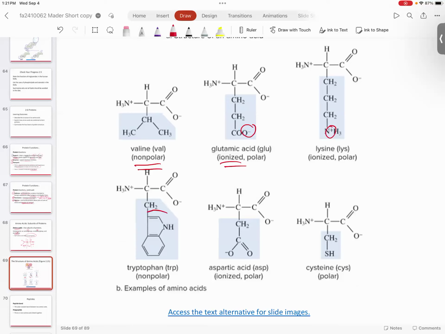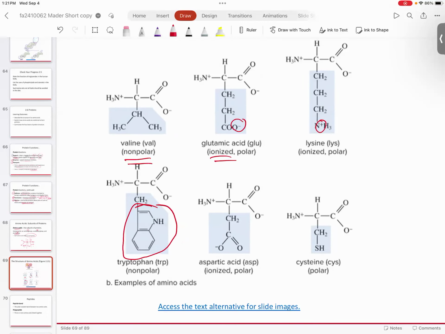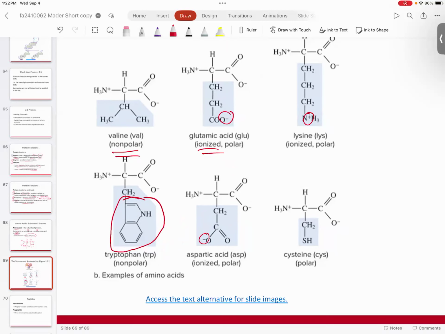Tryptophan is another type of nonpolar, but in this case, it has a bunch of rings in it. And then aspartic acid is another type of acid, so that's a negative charge. You have something like cysteine. So you have basically polar and nonpolar, charged and uncharged, ring or no ring. Those are the main structural motifs that you have.